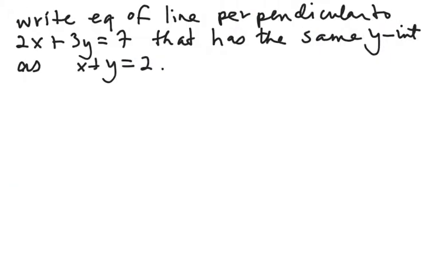All right, here's my last problem. The problem wants me to write the equation of a line perpendicular to 2x plus 3y equals 7 that has the same y-intercept as x plus y equals 2. So again, I'm going to break it into two parts. It is perpendicular to, I'm going to box this, 2x plus 3y equals 7.